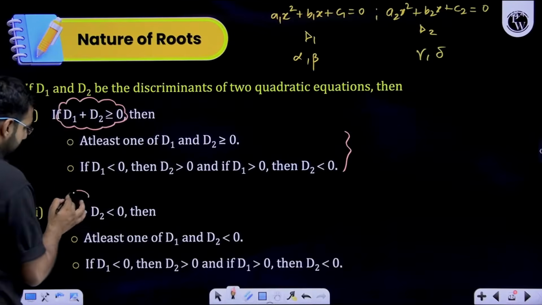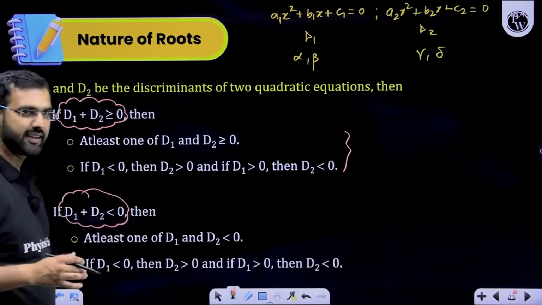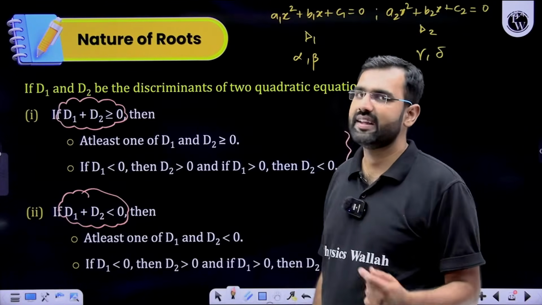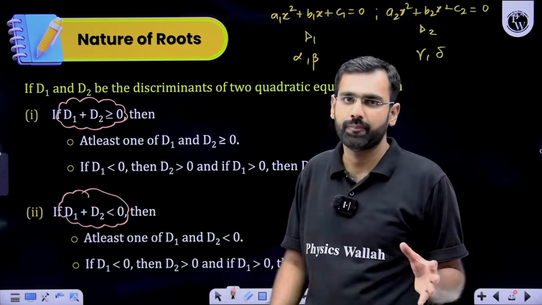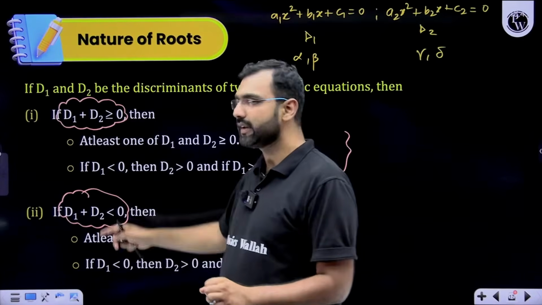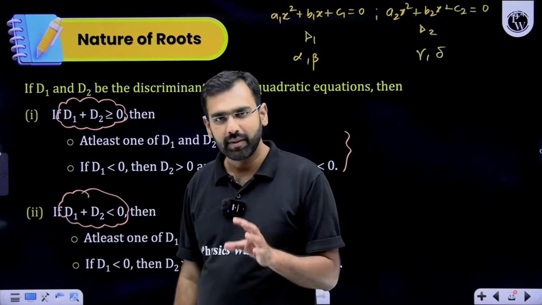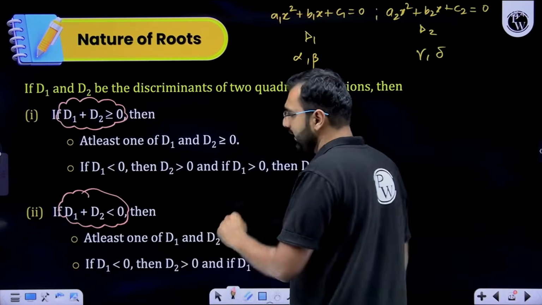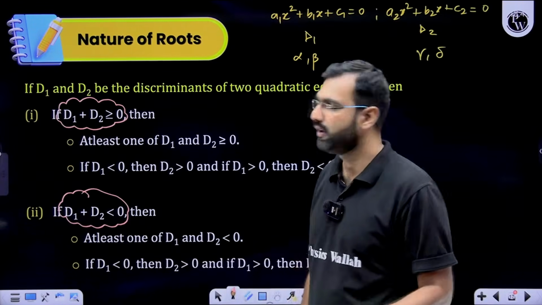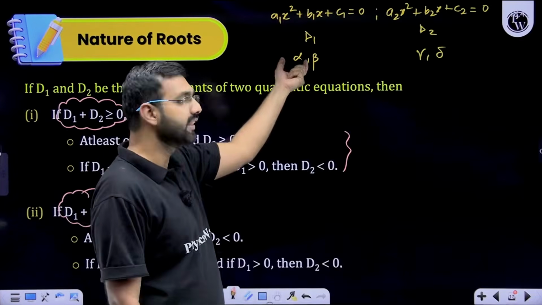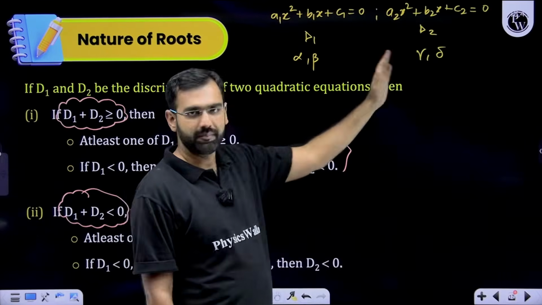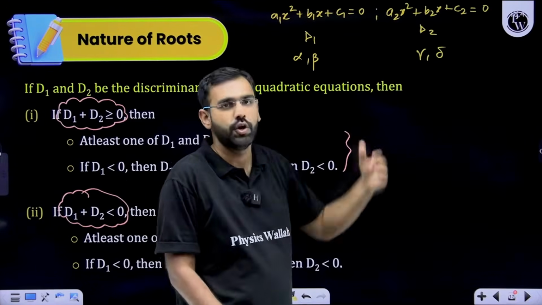If somebody says that d1 plus d2 is negative, what does it mean? Sum of two numbers is negative. Sir, when can that happen? Sir, this can happen when both of them are negative, or exactly one of them is negative and it is greater in magnitude than the other. Are you understanding my words very clearly? Which means, if at least one of them is negative, either exactly one of them is negative or both of them are negative. So if exactly one of them is negative, then either these are imaginary roots or these are imaginary roots, or if both d1 and d2 are negative, then this and this both are imaginary.